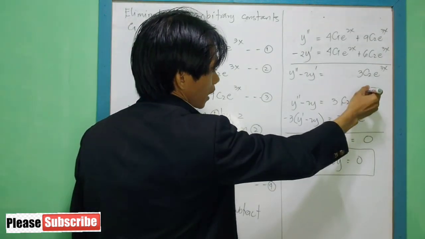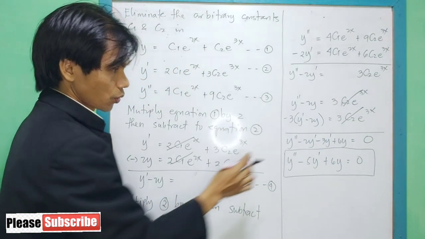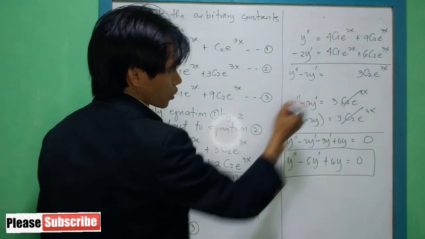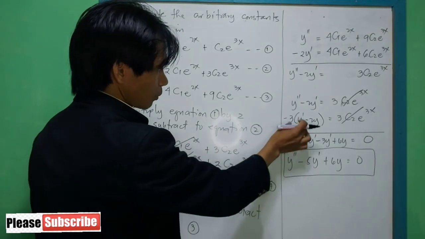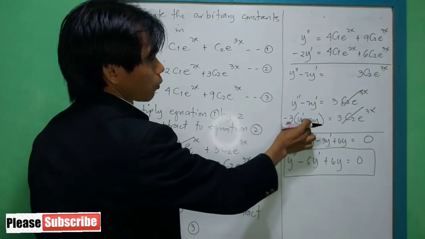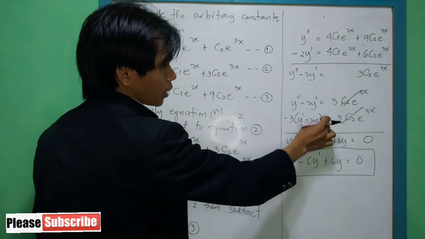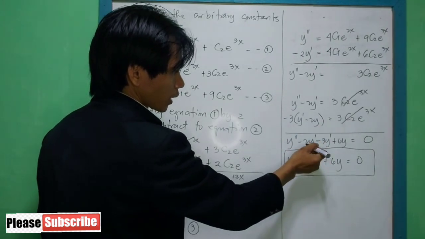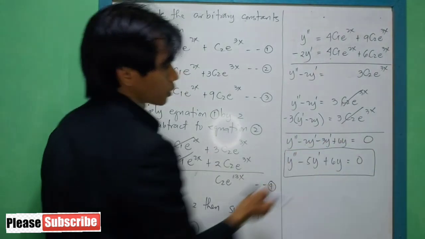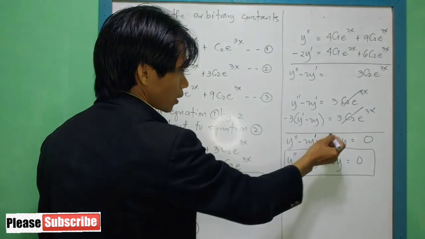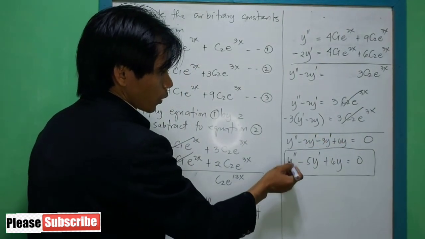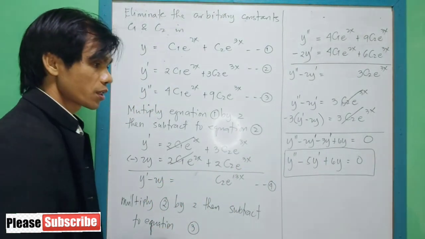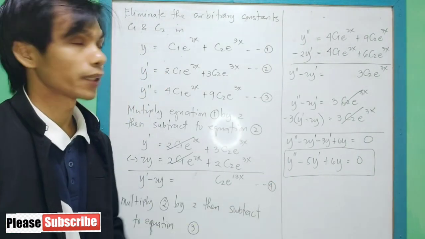Titingnan nyo, magka-cancel out na to. Anong natira? So, we have y double prime minus 2y prime, sorry, it should be y prime. And then multiply natin yung negative 3y prime times negative 3 times negative 2y rather. So ito na yung mangyayari. Magiging 6y is equal to 0. So i-simplify natin, dalawang prime yan. So y double prime minus 5y prime plus 6y is equal to 0. So this is actually the final answer. Ito na yung final answer.